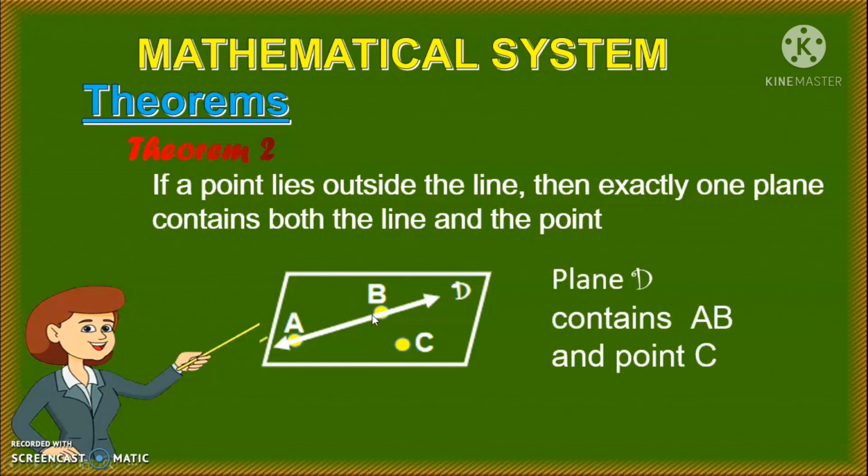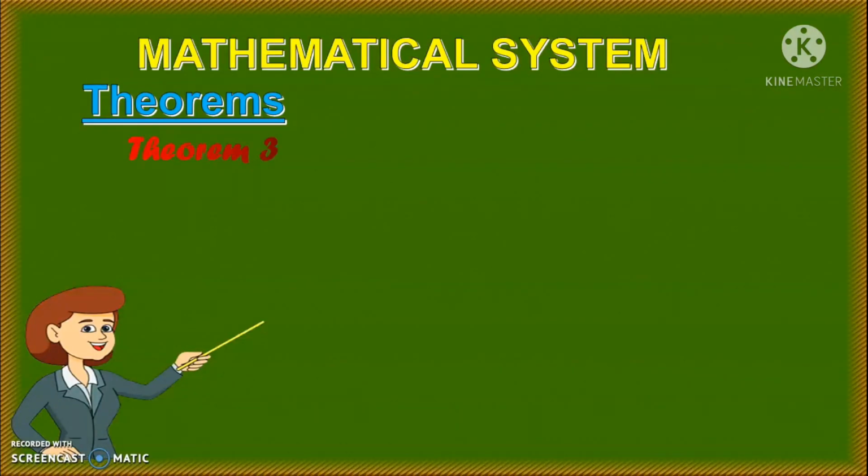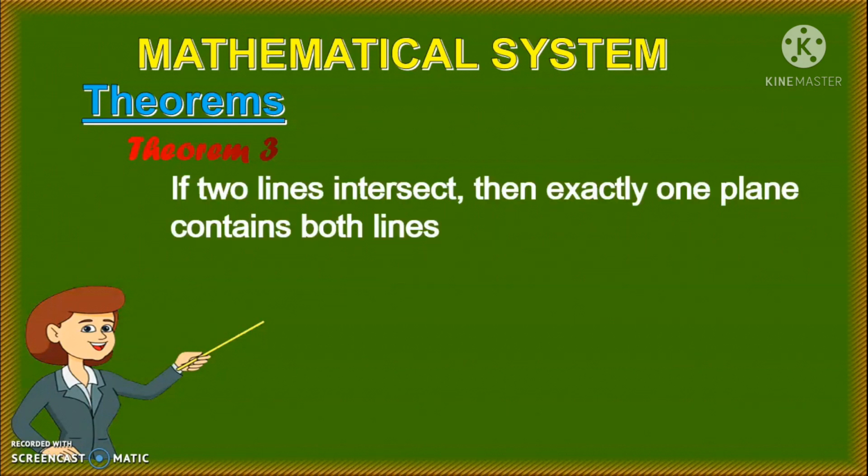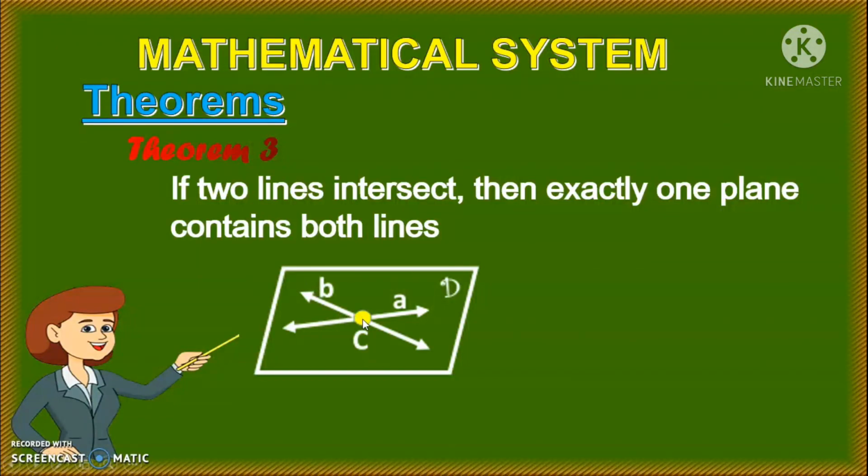So, plane D contains line AB and point C. Theorem 3: If two lines intersect, then exactly one plane contains both lines. Kung nag-i-intersect daw yung dalawang linya, etong dalawang linya ay nandyan sa loob ng plane.